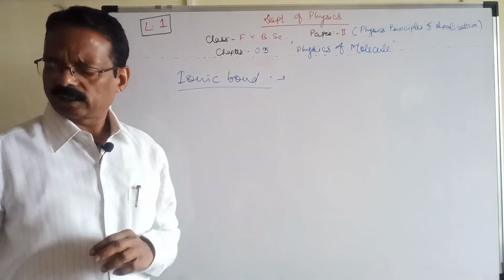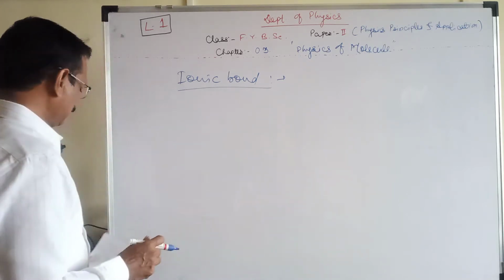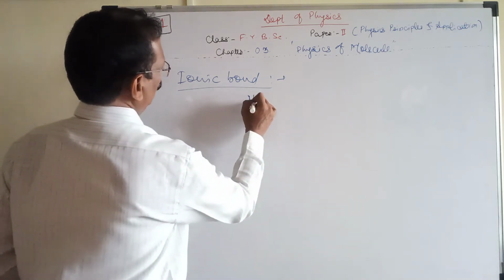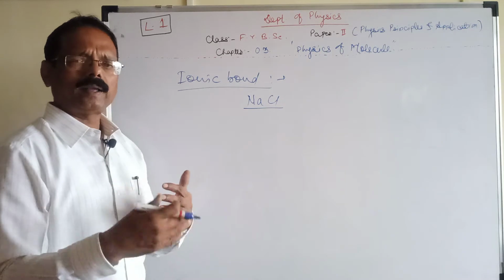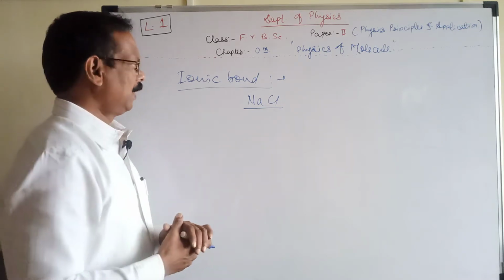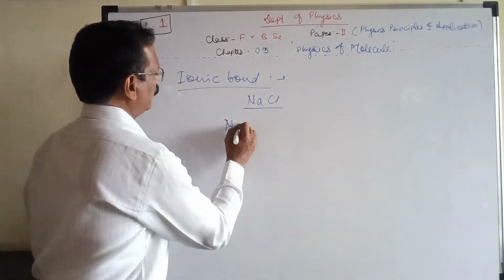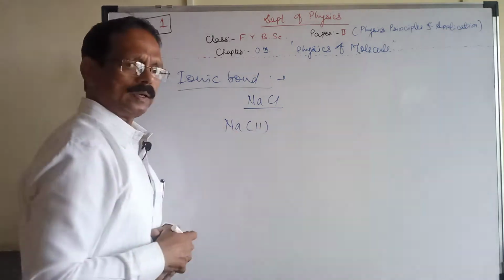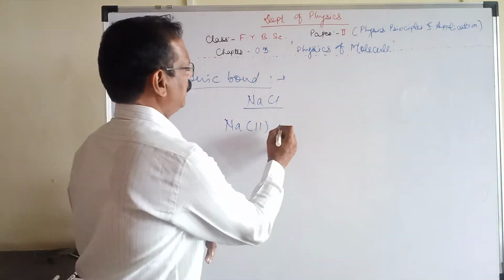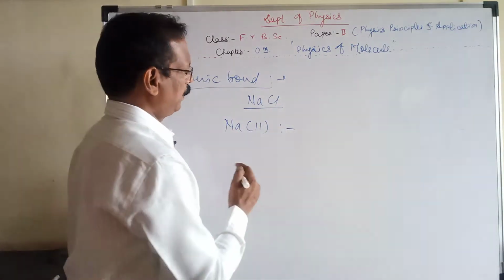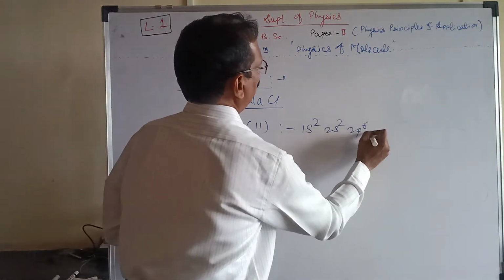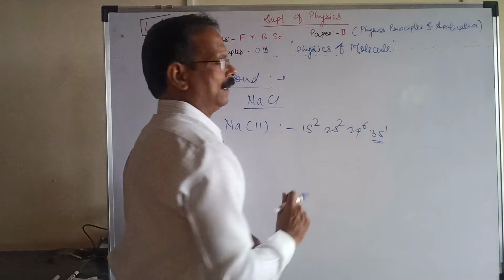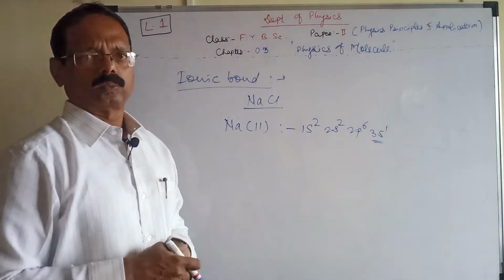For example, we consider NaCl. NaCl is an example of the ionic bond. So how does the ionic bond form? We know the atomic number of sodium is 11. The electronic configuration of sodium is 1s2, 2s2, 2p6 and 3s1. Now there is only one electron in the outermost orbit.